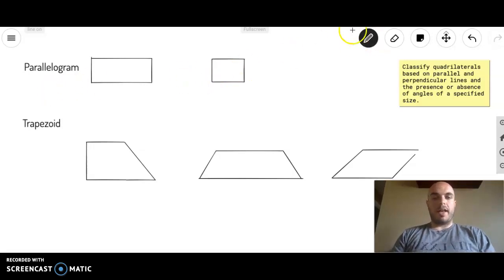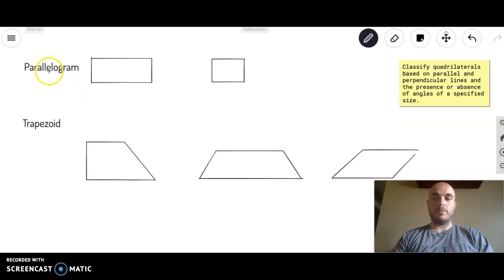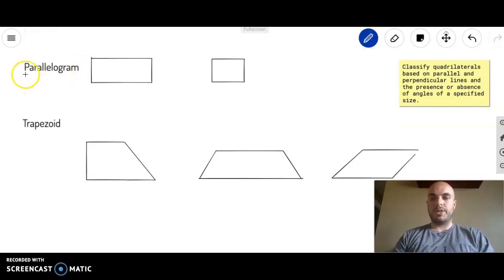Alright, so we're going to be classifying two different kinds of quadrilaterals today based on parallel and perpendicular lines, and looking at certain angles within those. So first we have our parallelograms. This is from the root, of course, of parallel. That's really what you want to keep in mind, that all of these lines are parallel with each other. I, of course, have a rectangle and a square, two shapes that are quadrilaterals. They have 1, 2, 3, 4 sides, and all of these are parallel.